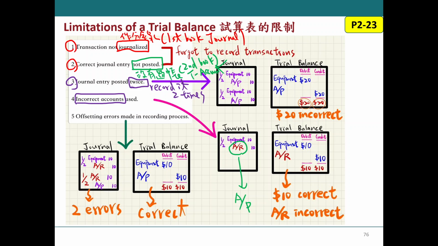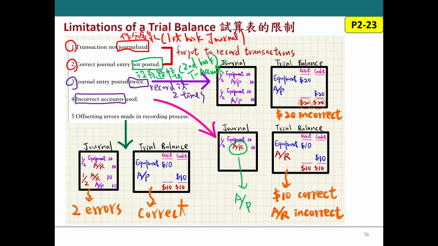The other one, offset errors. So what does it mean? Maybe I made one error, but this error accidentally offset another error. 负负得正. So one error offset another error. Wow, I got the correct number. Total debit equals total credit. But still, when you look at the details, it's not correct.